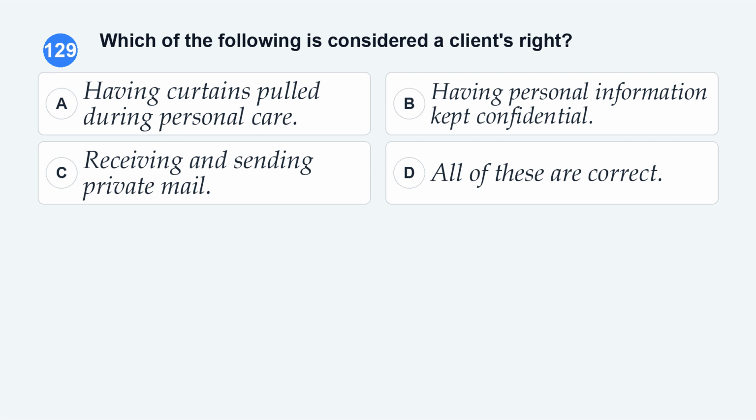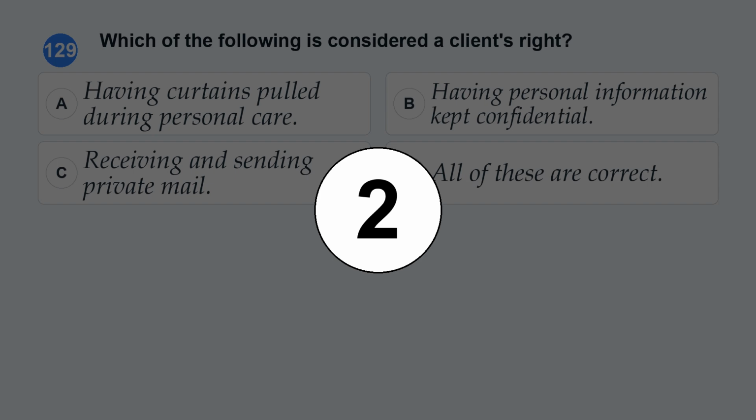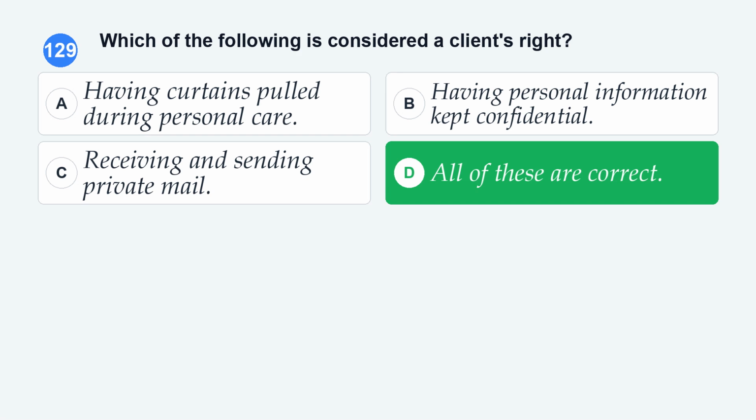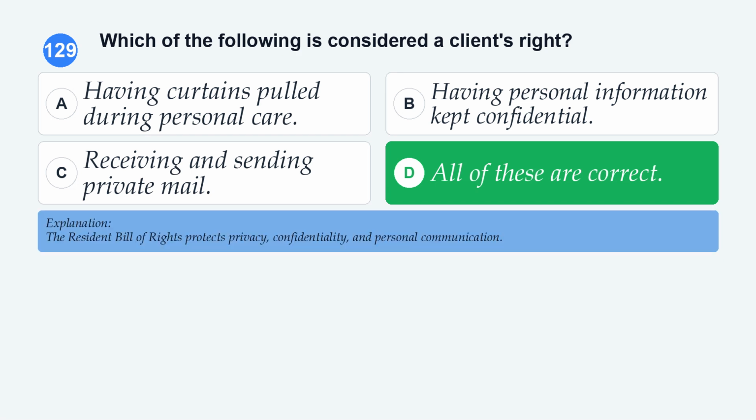Option C. Receiving and sending private mail. Option D. All of these are correct. The correct answer is option D. All of these are correct. Explanation. The Resident Bill of Rights protects privacy, confidentiality, and personal communication.